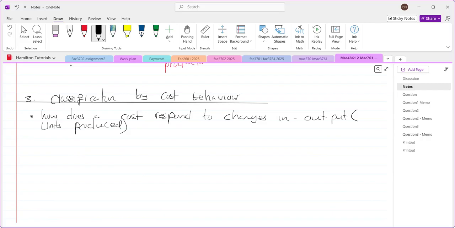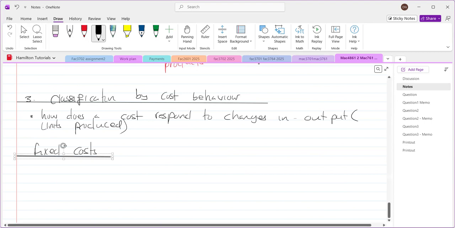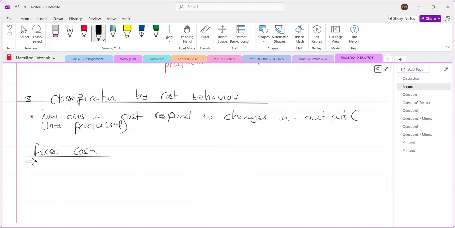So there are two main classes here. We have what we call a fixed cost. What do you understand by the term fixed cost? How can you describe it, good people? Someone please describe a fixed cost for me. A fixed cost is the cost that doesn't change. They are standard. They are constant.